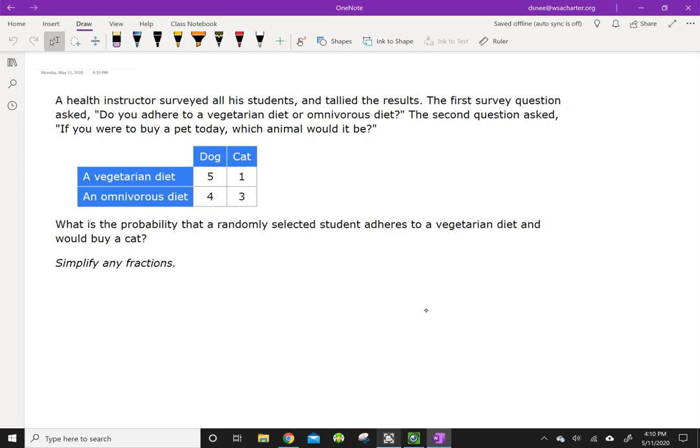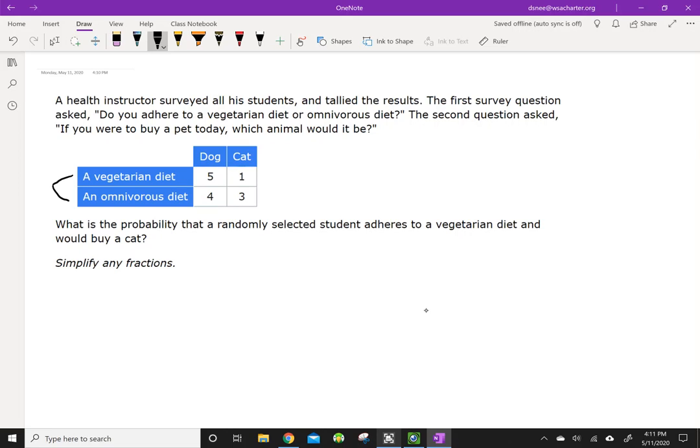Okay, it says a health instructor surveyed all of his students and tallied the results. The first survey question asked, do you adhere to a vegetarian or an omnivorous diet? So they asked this first question, and that first question is answered. Okay, it's answered over here, these two rows of data. So you can see 5 people and 1 person have vegetarian diets.